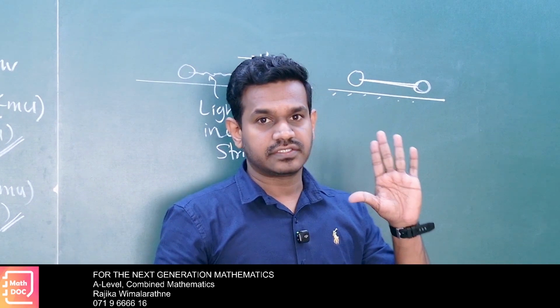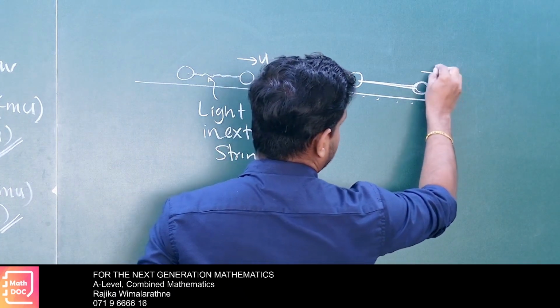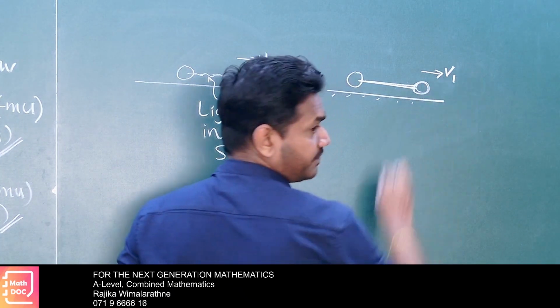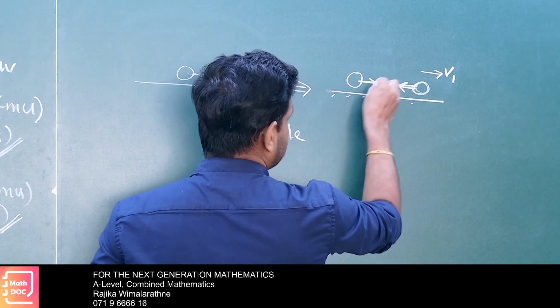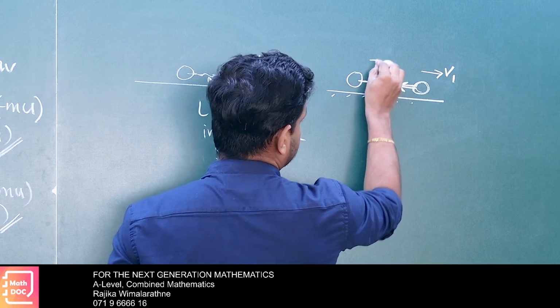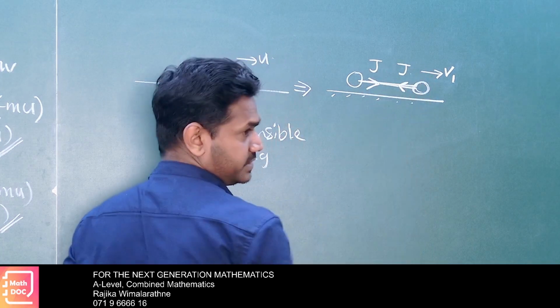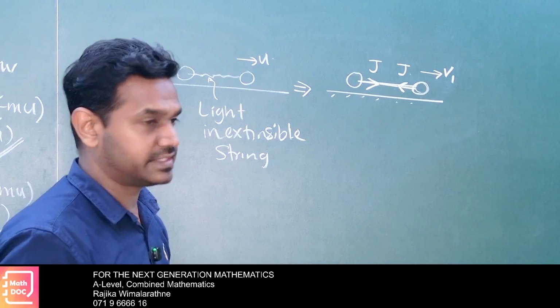Okay. So at this position, instantly the velocity will change, say to v1. Due to that change, a large tension will appear here. We call that a jerk. That is also an impulsive force. We mark the jerk by J. That is also an impulse.